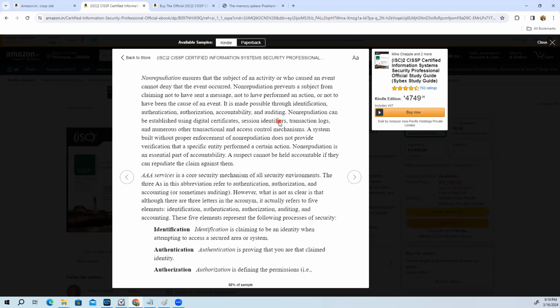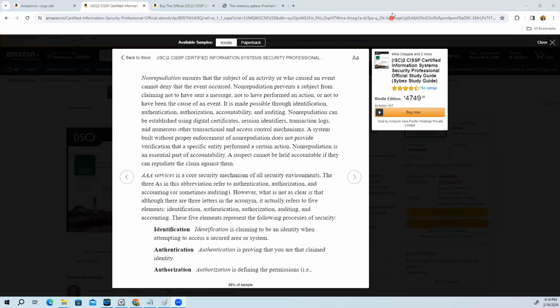This is how I prepare for my certification. English is not my first language, but when I read the book the first time, I find, okay, this can be the problem statement which can be asked in the exam. Based on that, you can see non-repudiation prevents a subject from claiming not to have sent a message. Huh, it makes sense. I will make a note of that. Non-repudiation equals this. So this is how you need to make a pointer. Is it clear?